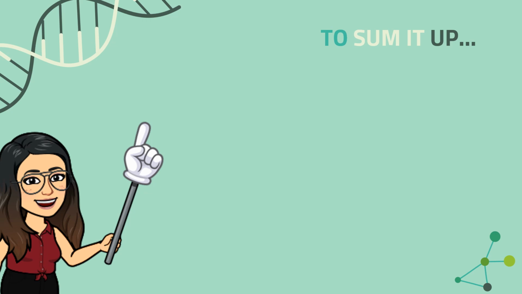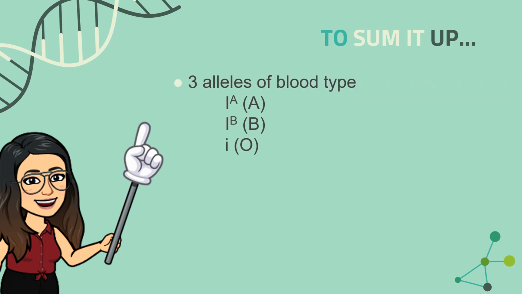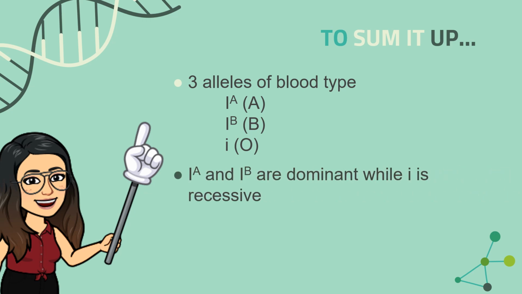As for blood types, there are three alleles governing it, which are the following: uppercase I^A for allele A, uppercase I^B for allele B, and lowercase i for allele O. Uppercase I^A and uppercase I^B are both dominant, while lowercase i is recessive.